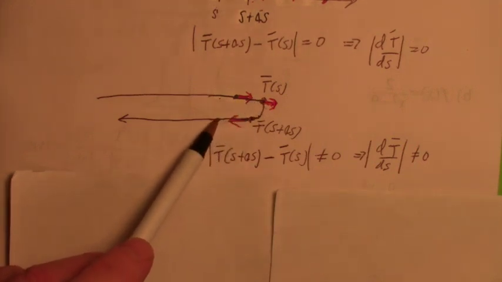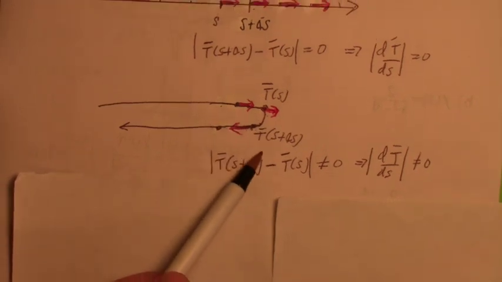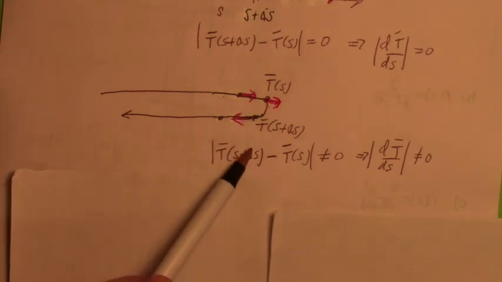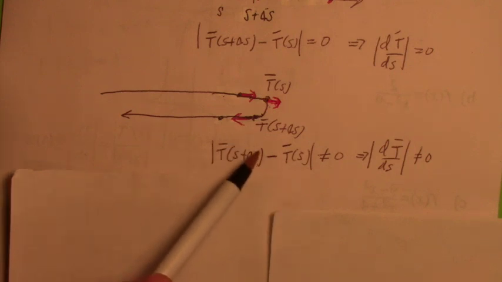When you add it to this vector, then you get a long vector, right? And the absolute value would be positive. So clearly you wouldn't get 0. It would be pretty big. The more these vectors differ in direction, the bigger the curvature would be.